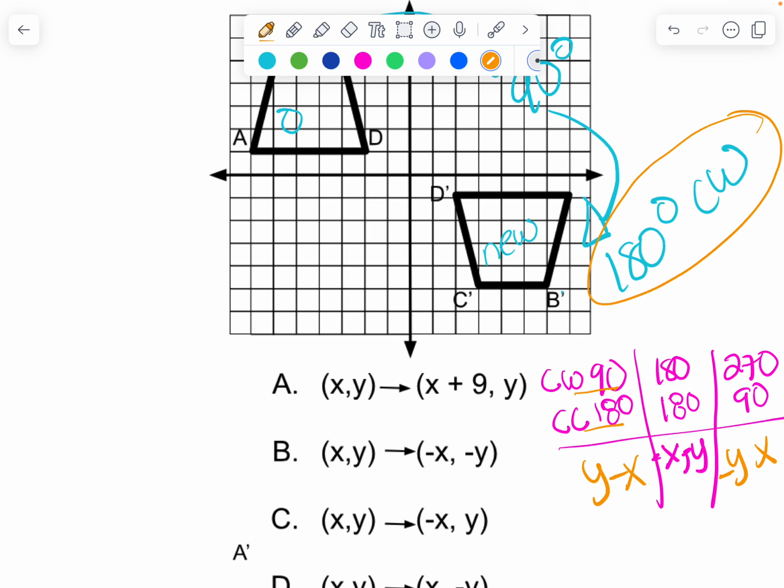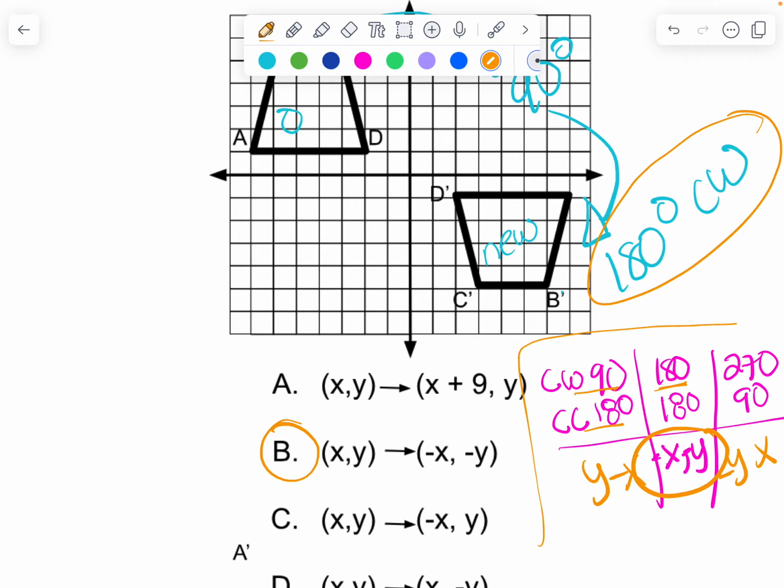So you know that your rotation was 180 degrees clockwise. So 180 degrees clockwise, this is my rule. So my answer is going to be negative x, negative y. So B would be my answer. So you first have to identify which direction your picture is going. Create your chart. Again, there's not really an easy way but memorizing the rules.